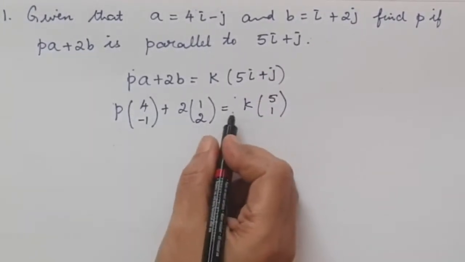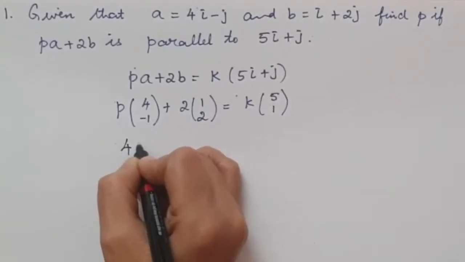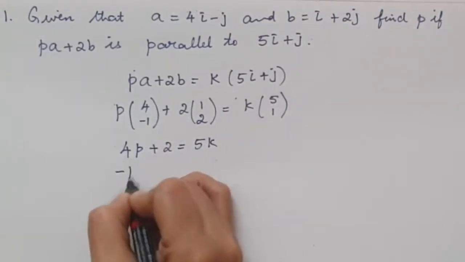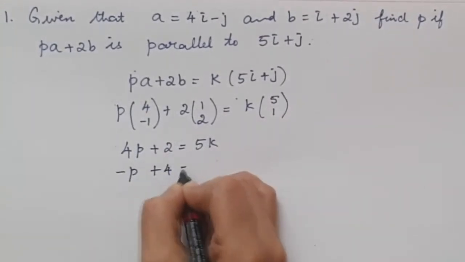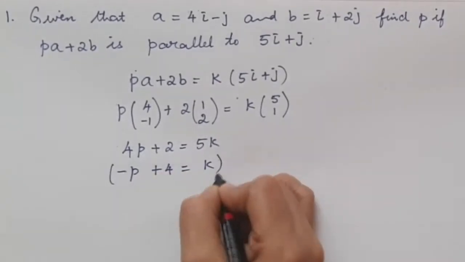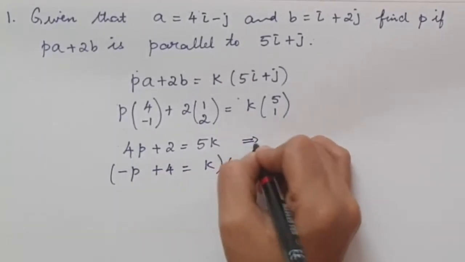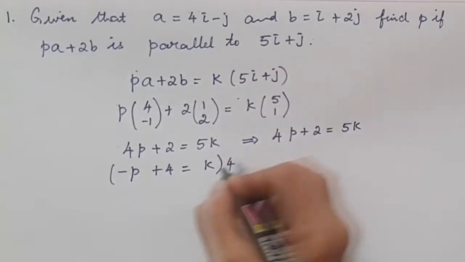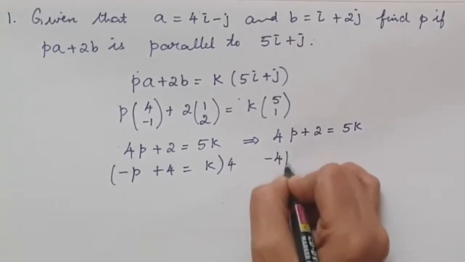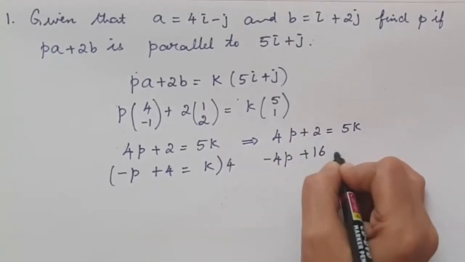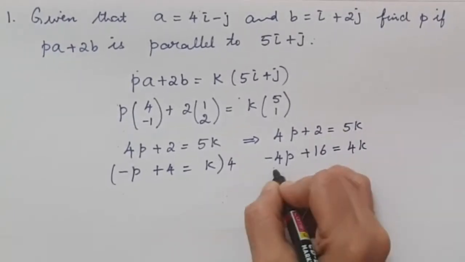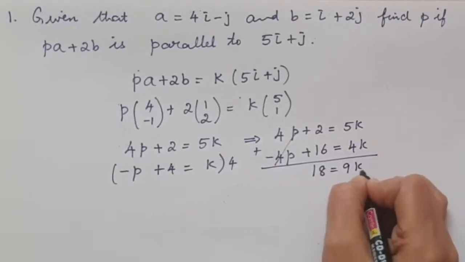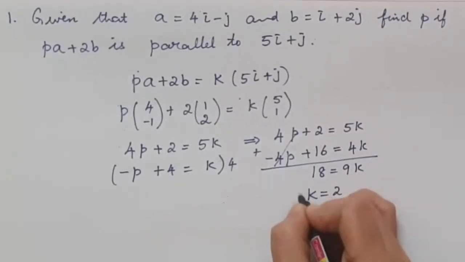When we equate the top numbers and the bottom ones, we get 4p + 2 = 5k. In the same way, -p + 4 = k. We keep the first equation as it is, 4p + 2 = 5k, and multiply the second by 4, giving -4p + 16 = 4k. When we add these up, the 4p terms cancel. That is 18 = 9k, so k = 2.